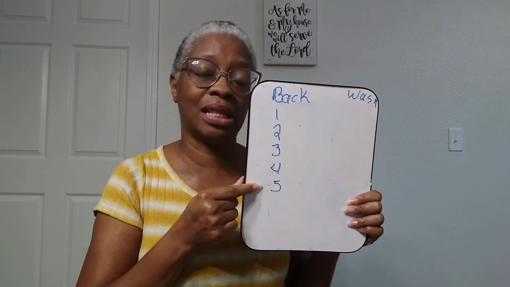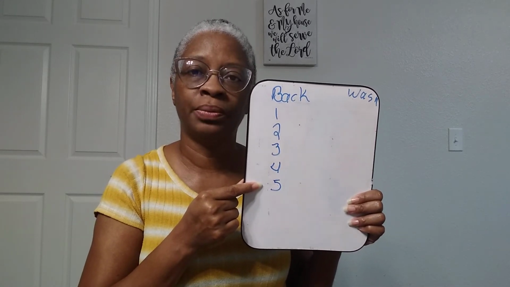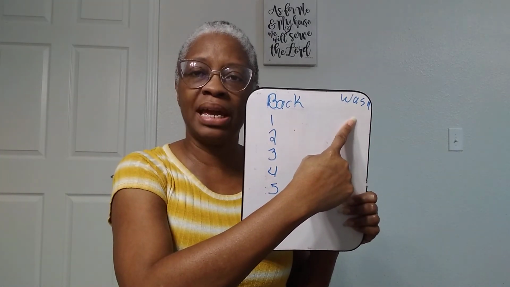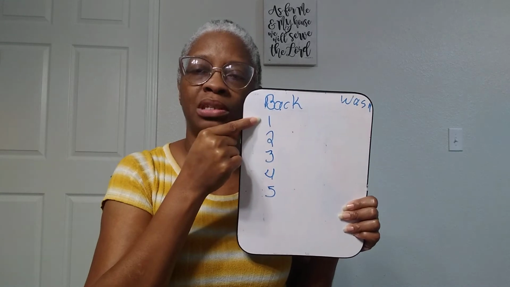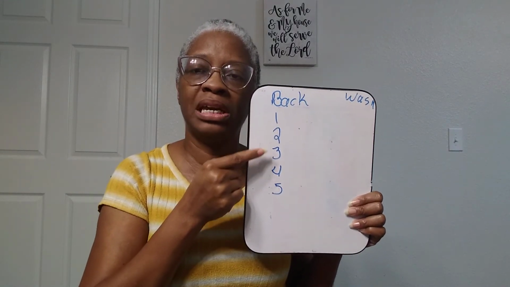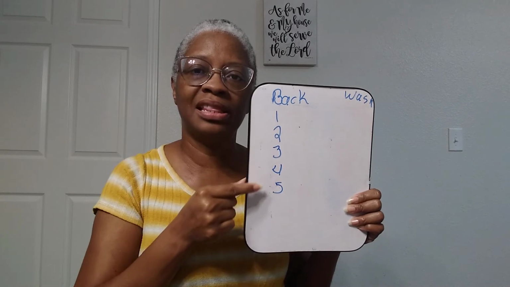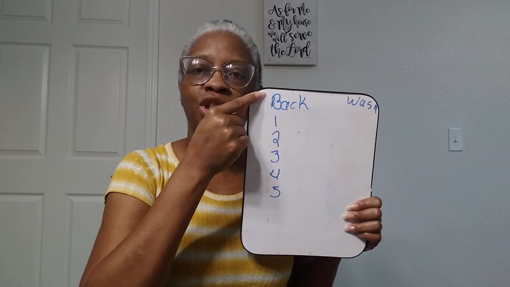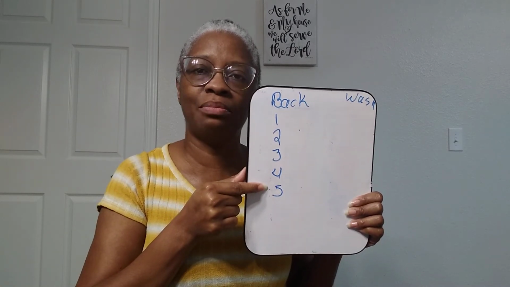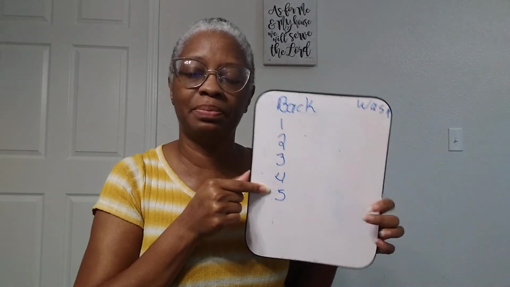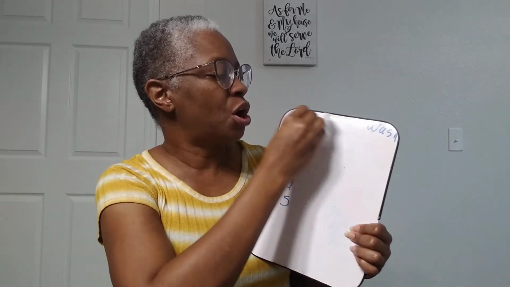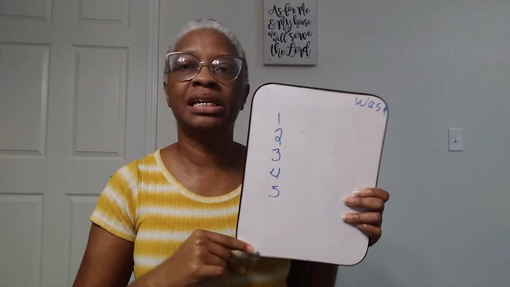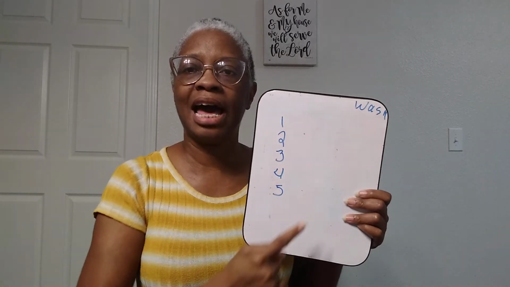Once number 5, or the last step, is successfully mastered, you're going to move up to the next step. So you'll give the SD, go wash your hands. You'll prompt step 1, step 2, step 3. You'll teach step 4, and then they can independently do step 5. Okay? So that's backwards chaining. You're teaching the last step first. Simple enough.